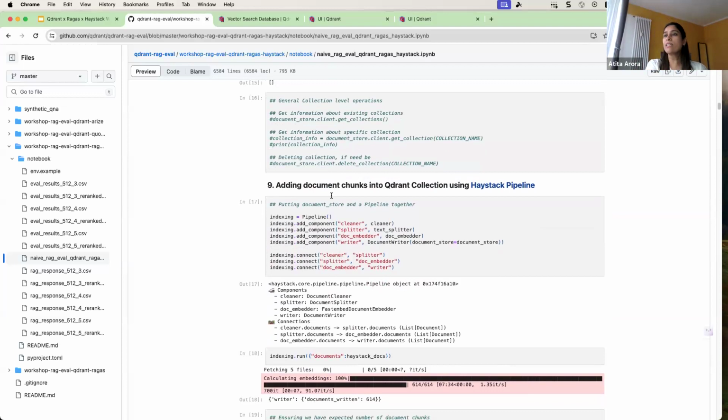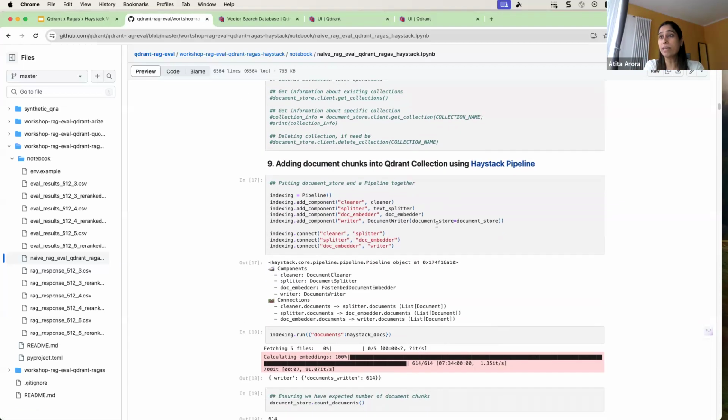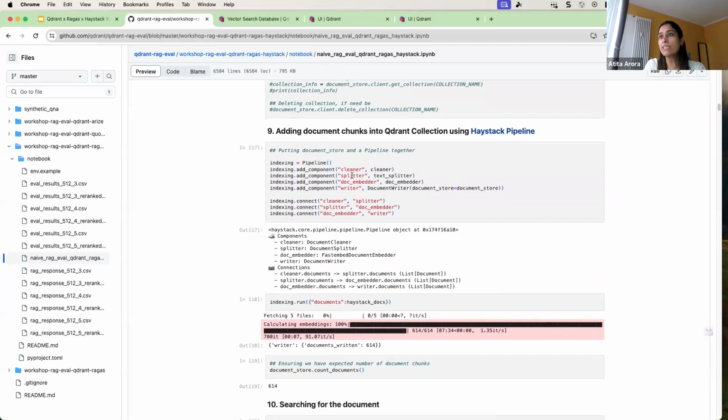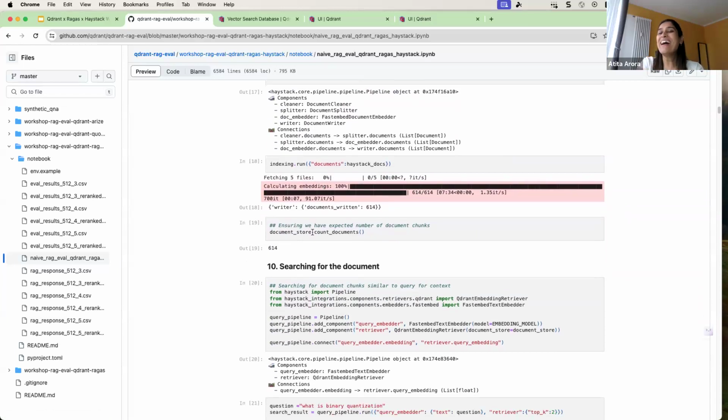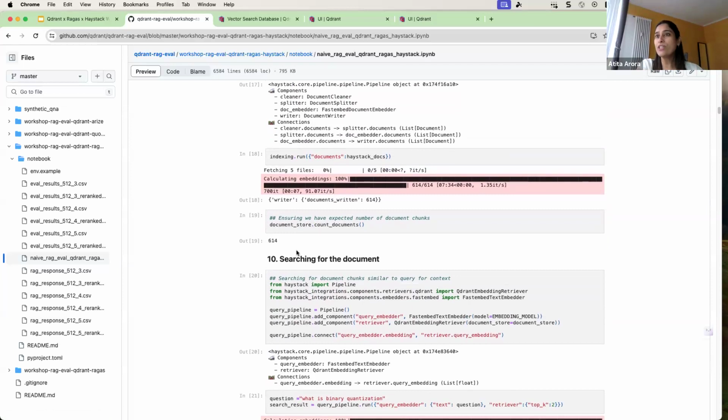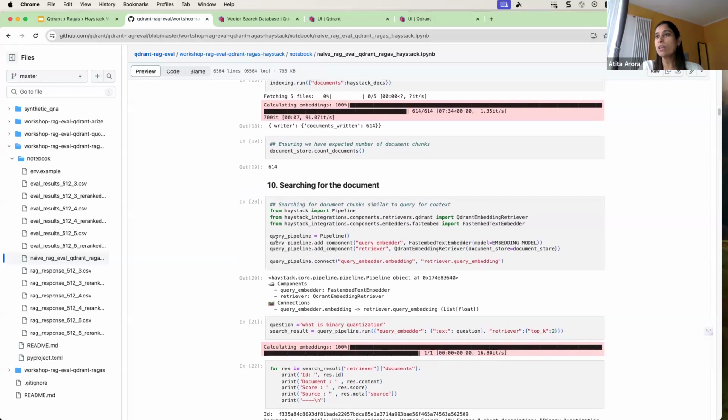So we would then be processing the document chunks into Qdrant collection. We would be putting them in, and we would be using the Haystack pipeline for this. So we would add each of these components here, a cleaner, splitter, document embedder, and the writer in the sequence, and then we would be pushing them in. As you can see, it took me some time, and I pushed all the 614 documents. Just to verify, because I'm a finicky person, I verified that with document store count documents, making sure that I have indexed all my 614 chunks. So if you would change your document chunking strategy, like for example, different size or different overlap setting, this number is bound to change. So you would have to reindex the documents once again.